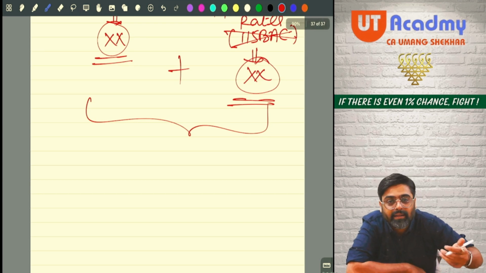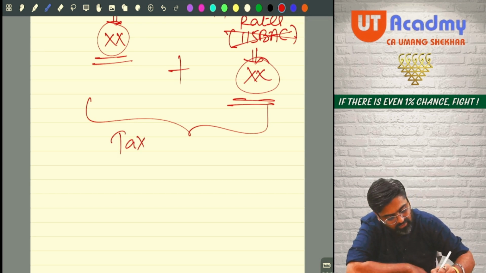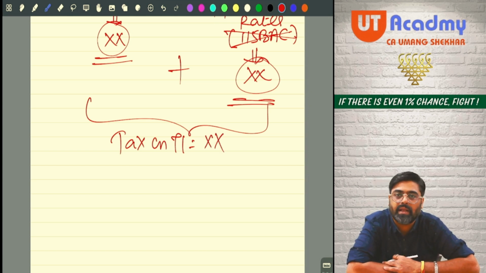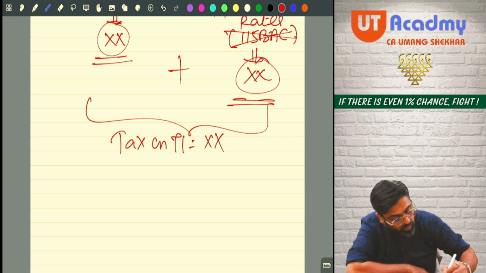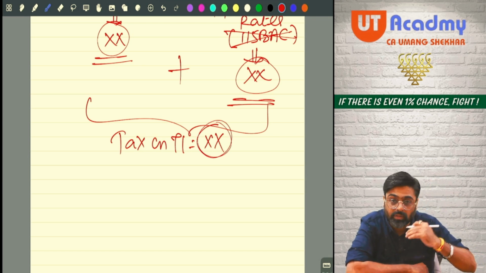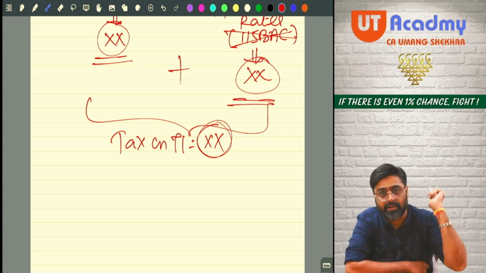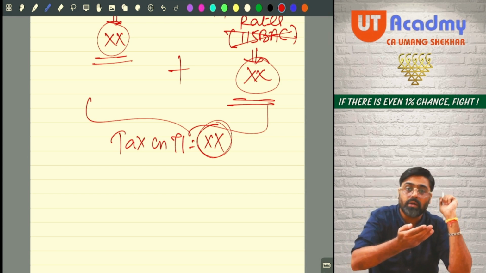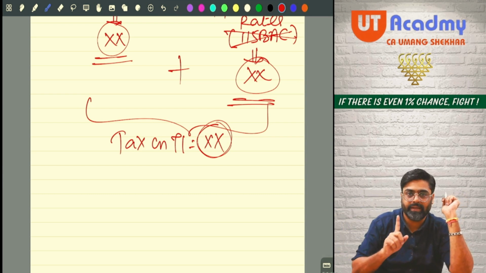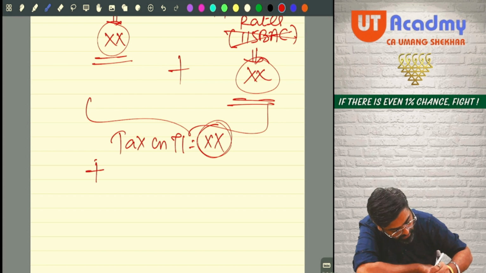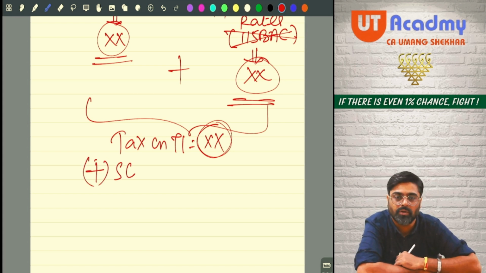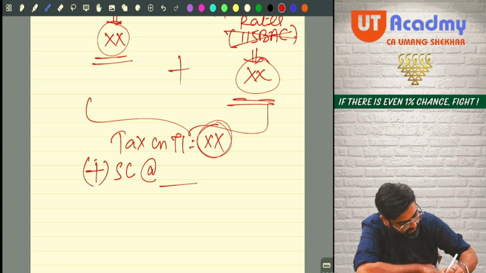What will I get now? I will get a tax on total income. Now whatever tax I have got on total income, on this tax, either the surcharge will be added or rebate will be allowed. Yes or no? Please pay attention. If I have to add a surcharge, the surcharge will be at the rate of 10% of this amount.